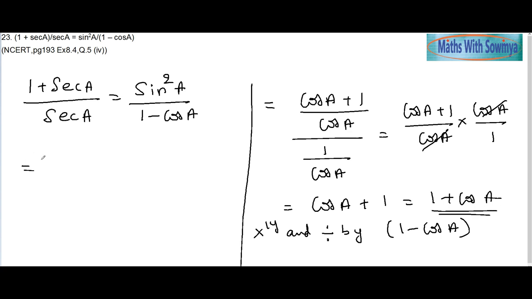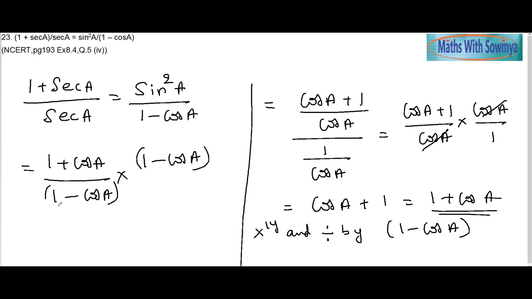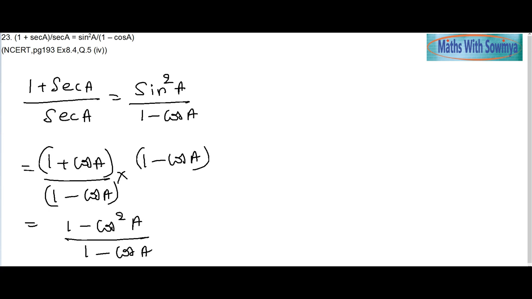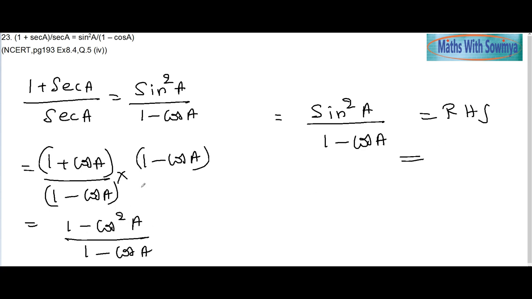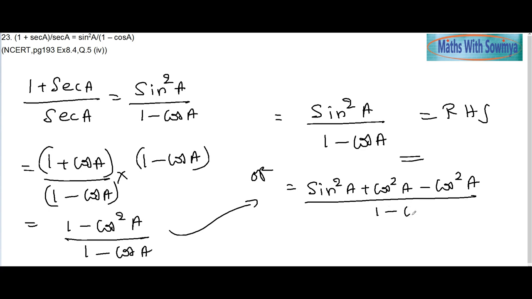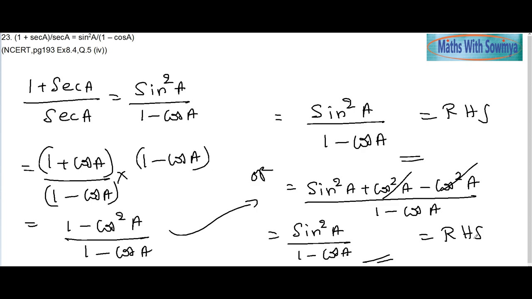So here this is what we are having: 1 plus cos A, and multiply and divide by 1 minus cos A, into 1 minus cos A. So here 1 plus cos A into 1 minus cos A, which is A square minus B square, gives 1 minus cos square A divided by 1 minus cos A. 1 minus cos square A is nothing but sin square A. So we can write this as sin square A divided by 1 minus cos A, which is the RHS. Suppose you have forgotten this particular formula, what you can do is, in the place of 1, write sin square A plus cos square A minus cos square A, divided by 1 minus cos A, because 1 is nothing but sin square A plus cos square A. This will get cancelled, and you will get sin square A over 1 minus cos A. The same RHS you will be reaching.